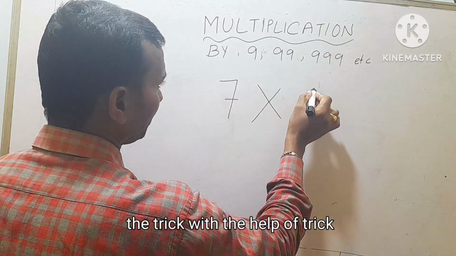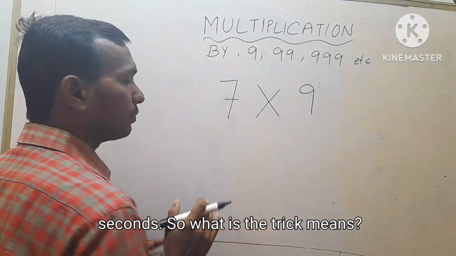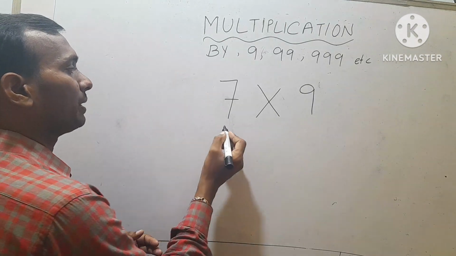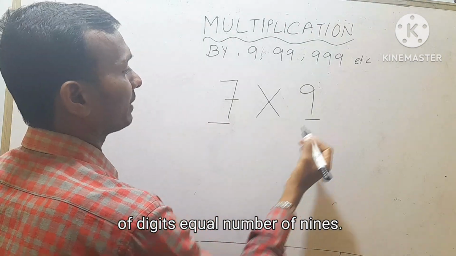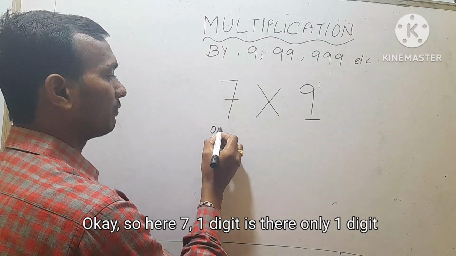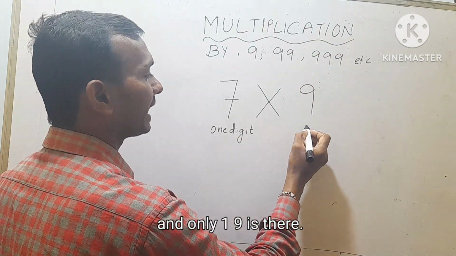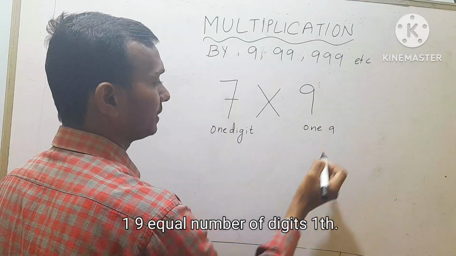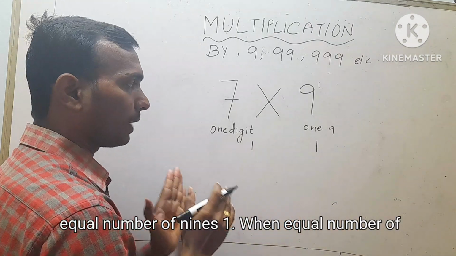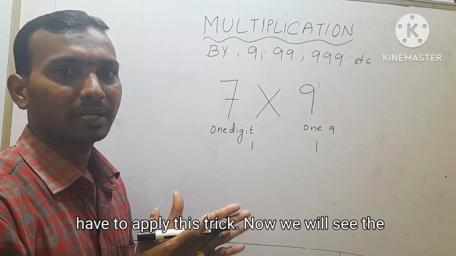So this is one of the tricks. With the help of the trick, we are going to write the answer within seconds. So what does the trick mean? This trick has to be applied when there is an equal number of digits and an equal number of 9s. Here in 7, one digit is there, only one digit, and only one 9 is there. Equal number of digits, 1, equal number of 9s, 1. When the number of digits equals the number of 9s, we have to apply this trick.